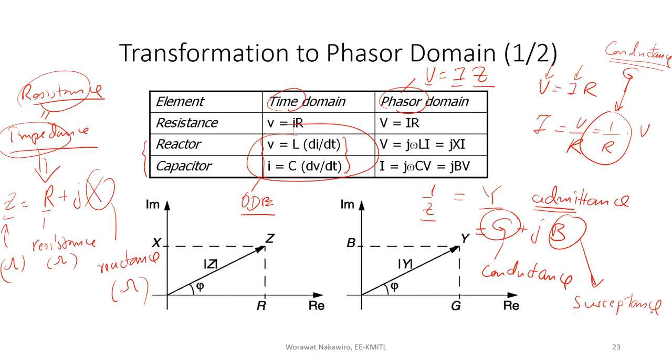Okay, B is called susceptance. All these names are important, okay? So please do not skip these slides, all right? If you were to get bored and try to skip these slides, you will regret it afterwards, all right? This is what I can say. Now you can see all the definitions.